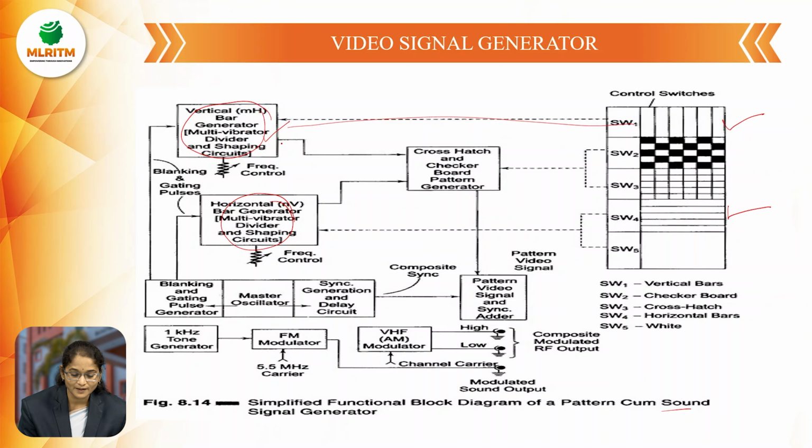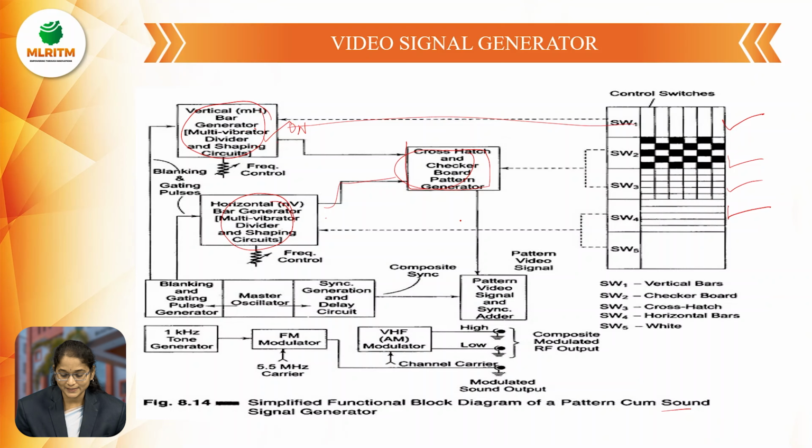Whenever we switch on the vertical bars and horizontal bars, if both are in on state, then we are going to generate the crosshatch and the checkerboard pattern. This is a crosshatch and checkerboard. We are going to generate these two if both are in on state.